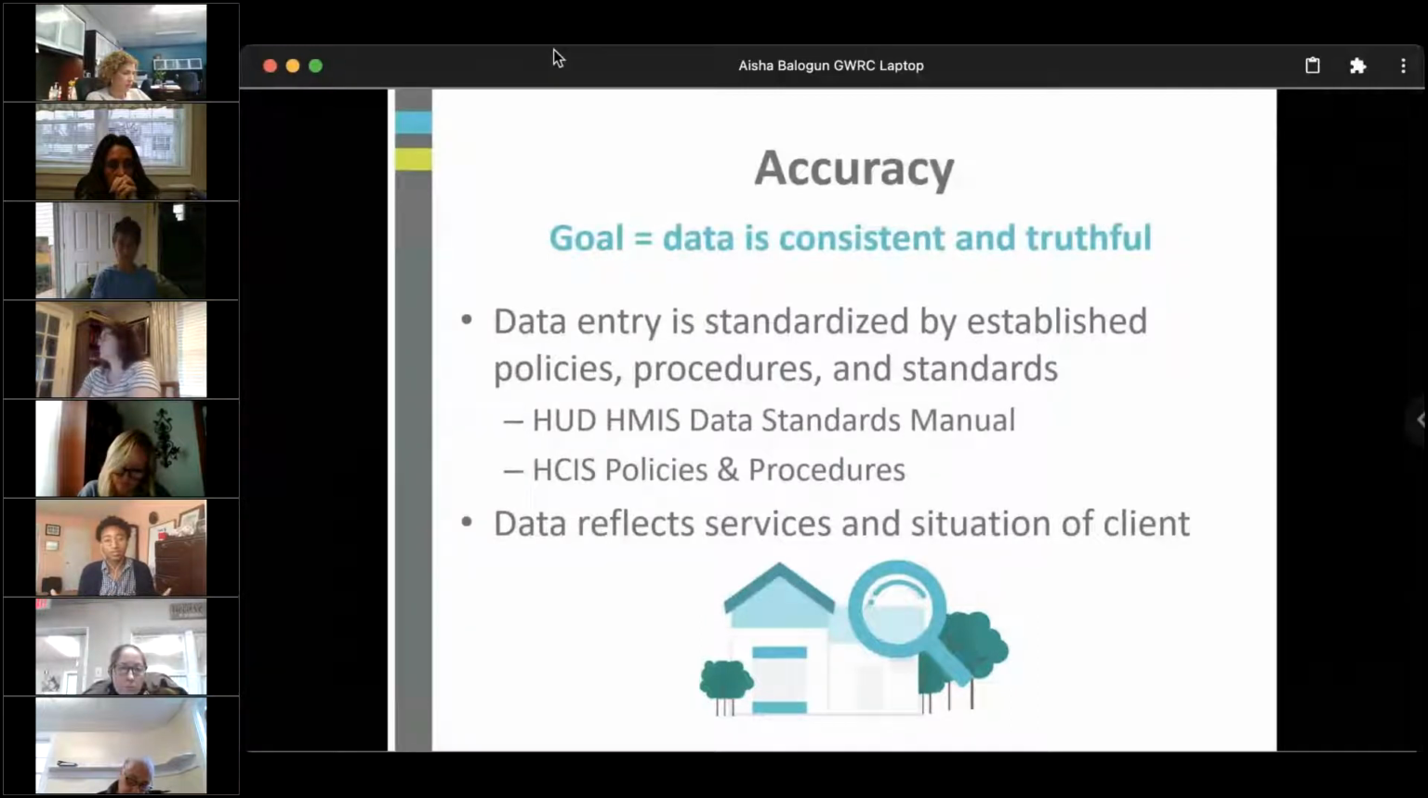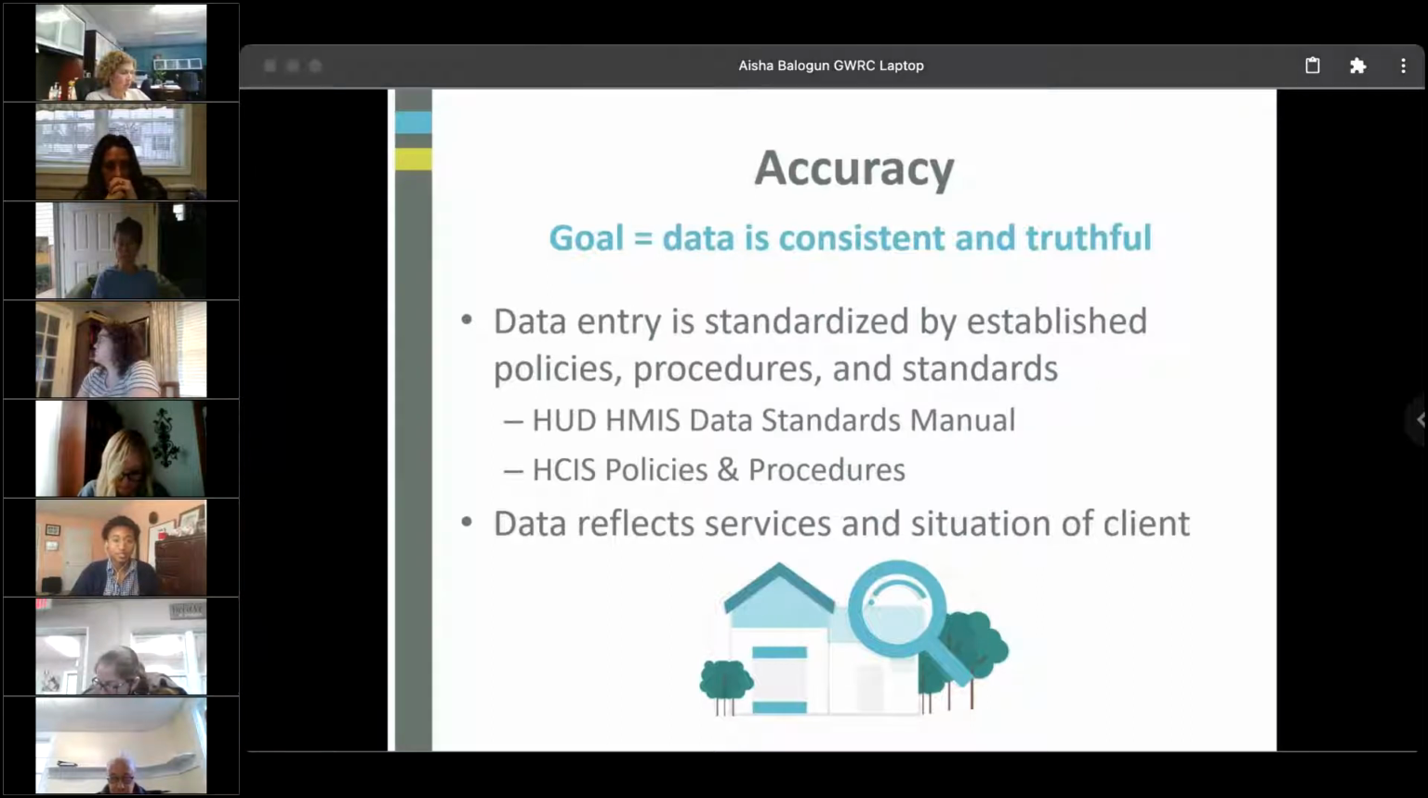So that's what we're talking about when we're talking about consistency, making sure we're following the standards that are set out to us by different governing bodies. When we're talking about truthful, just generally making sure that the data in our system reflects the services and the situation of the client. Pretty self-explanatory. Data isn't really helpful if it's not actually giving us some insight into the reality of the person and the system which it's describing.